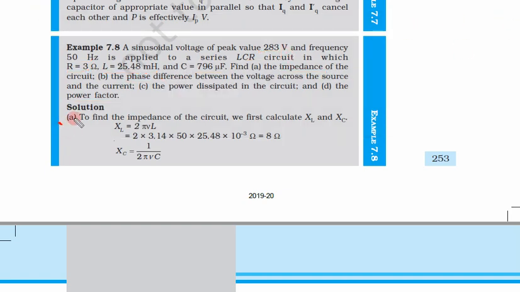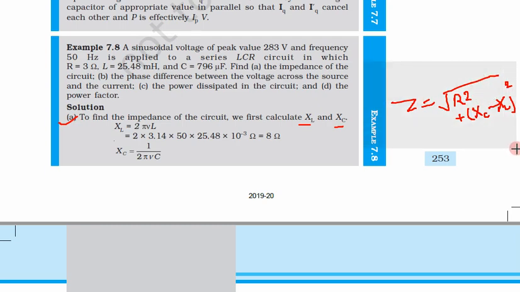First, to find the impedance of the circuit, we need to calculate XL and XC, because Z is equal to under root R square plus XC minus XL whole square. We can interchange XL and XC depending on which is larger, but since it is a square, we get a positive value. So first we need the values of XC and XL.